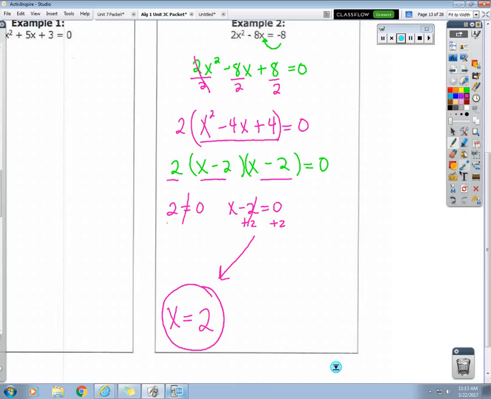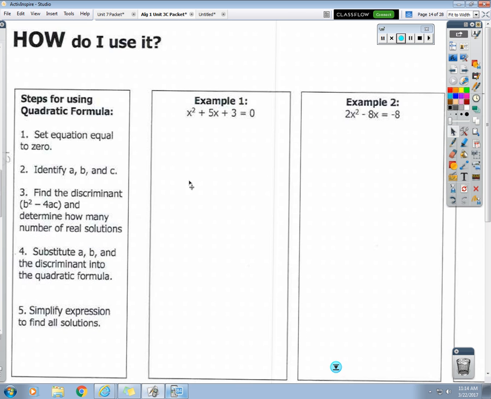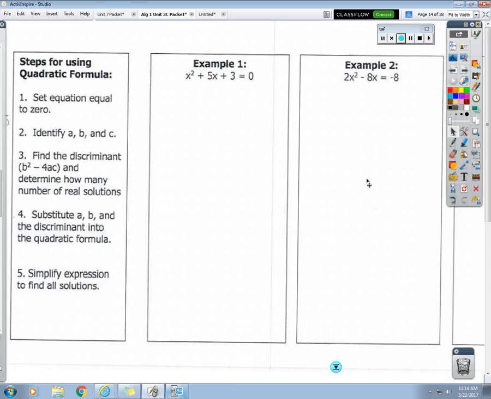Okay, now let's turn to the next page. Okay, this is just more quadratic formula practice. Now, the first thing I do when I'm given a problem like this is I look at it and I say, can I factor it? Because normally factoring is the fastest. Are there two numbers that multiply to 3 and add to 5? No. So then I might look at it and say, okay, well, can I complete the square?